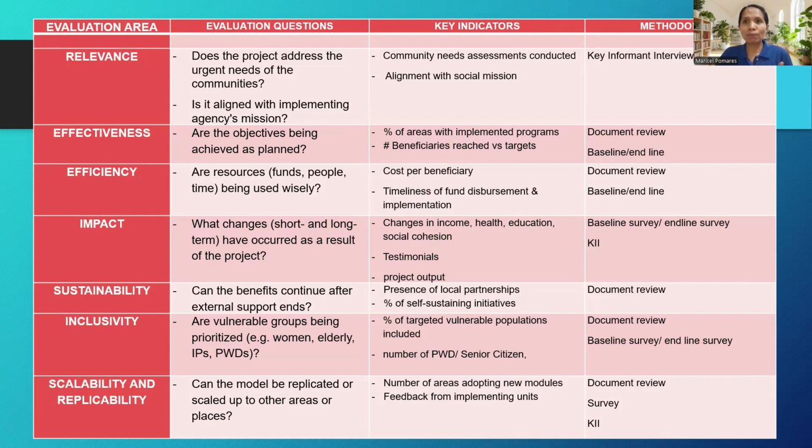So I guess I have already discussed the seven areas to evaluate a social mobilization program. I believe these areas will really show if the social mobilization program has been effective, has really made an impact, and the objectives have been achieved. So I hope I have explained well.